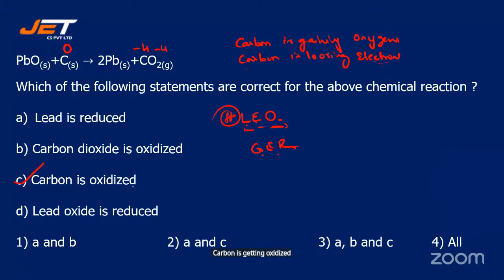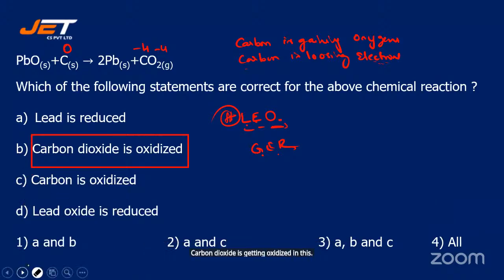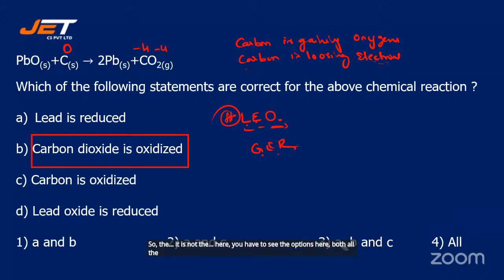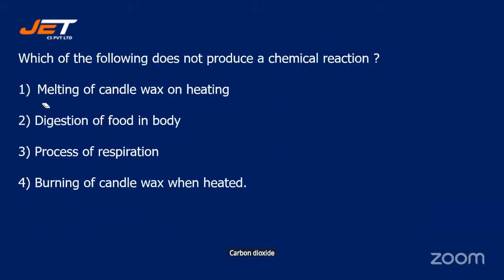Sorry, carbon dioxide is getting oxidized in this question. Here you have to see the options. All the three statements are correct. A, B and C. In this condition, carbon dioxide is getting oxidized in the process. Carbon is losing the electrons. That is why carbon is getting oxidized into carbon dioxide. Now let us see the next question.